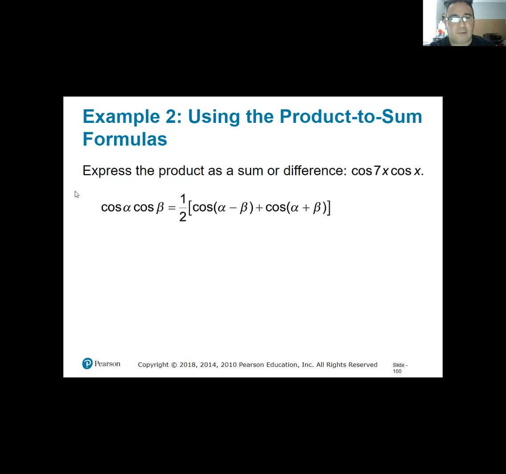So before you do any problems, just practice with the formulas, make sure you've got them straightened out, because they look very similar, all of them. The more you write it down, the better it starts to click in your head, okay? Now we just substitute the values for 7x and cosine of x.